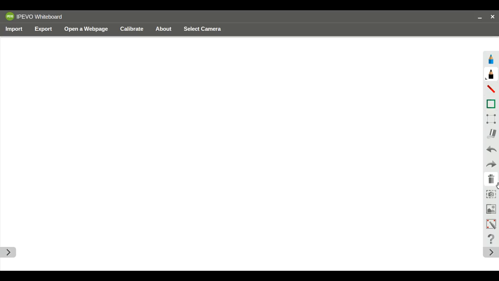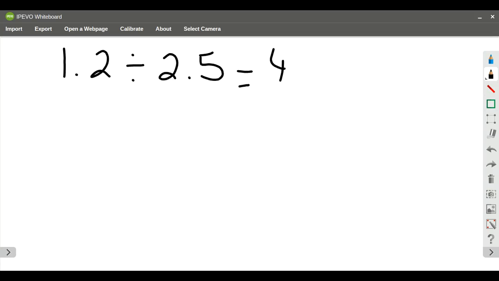Okay, we take a look at our next one. We have 1.2 divided by 2.5, and then we have 4, 8, and 0. So now we're going to go back and look at that.